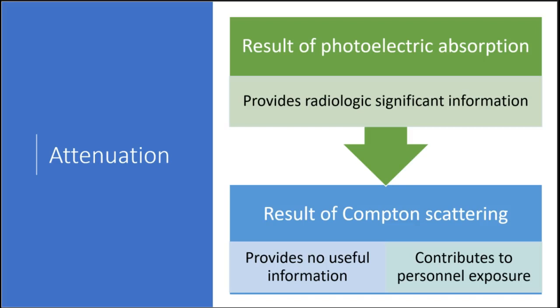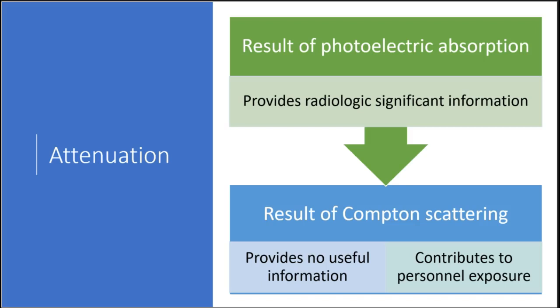So we also have Compton scattering, which provides no useful information and contributes to personnel exposure. So the two interactions that happen within the body are photoelectric and Compton. As the KVP goes up, we have more Compton and less photoelectric. So it's the KVP, remember, is the driving force. It's the potential difference. It is the energy of the photons. Okay, so the higher the energy of the photons, the more likely they're going to pass through the air, the fat, the muscle, and the bone.